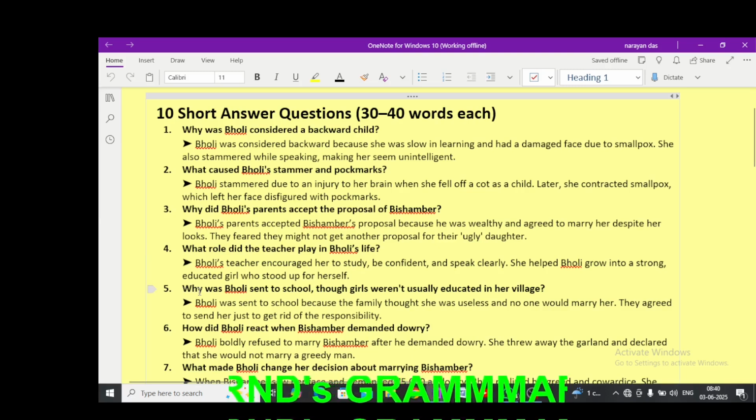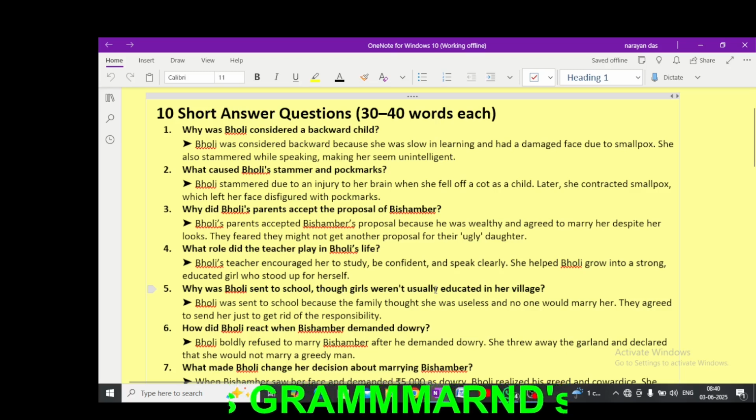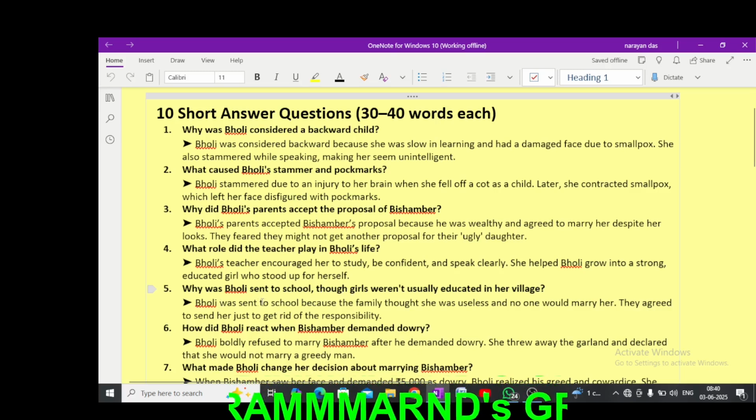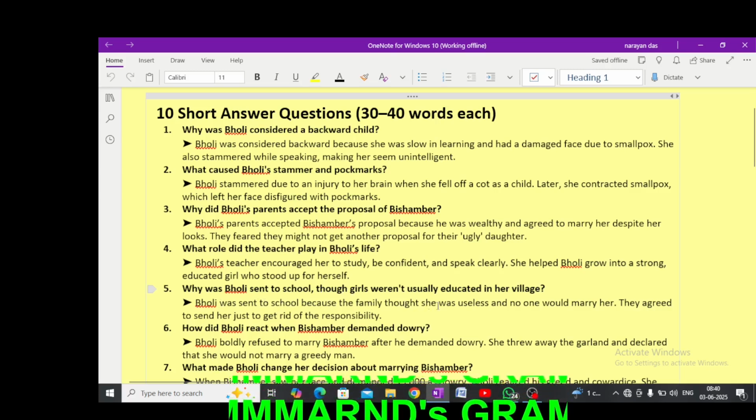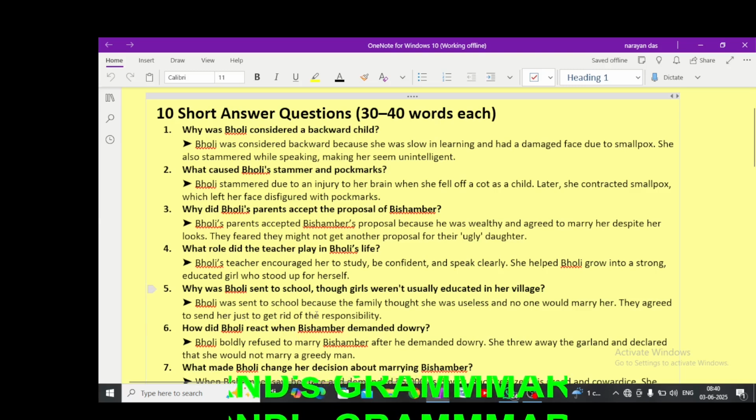Question 5. Why was Bholi sent to school, though girls weren't usually educated in her village? Answer. Bholi was sent to school because her family thought she was useless and no one would marry her. They agreed to send her just to get rid of her responsibility.